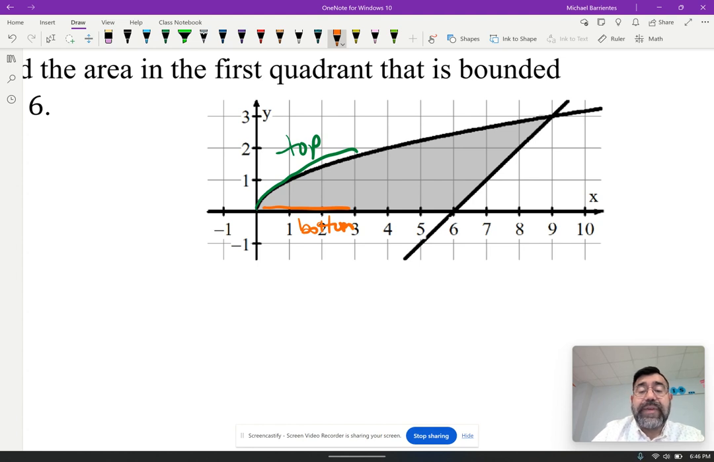But if I keep moving, at some point it changes. So like right here, it changes. This is still my top, but now I have a new bottom. So I have to write a whole separate integral, one that goes from 0 to 6, and then another one that goes from 6 to 9. And so there's nothing wrong with that, right? Except we are in a time crunch situation here.